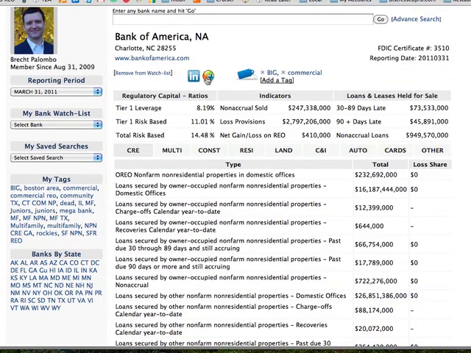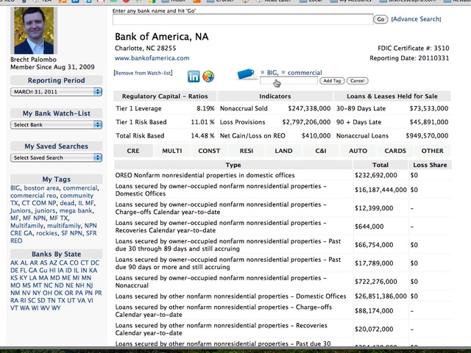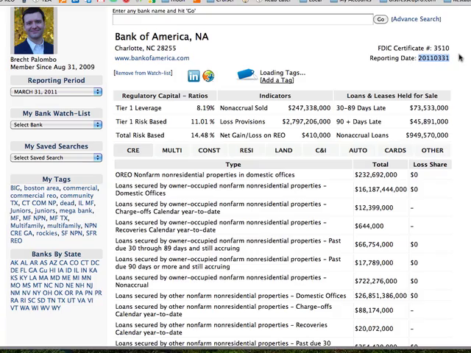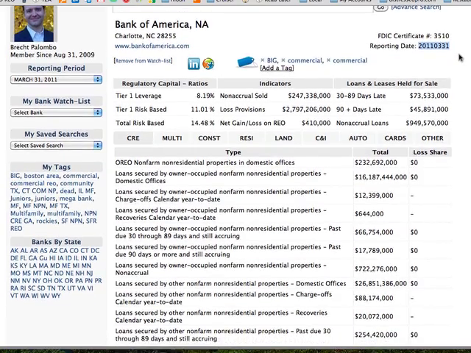These are two buttons that I'll get into in a later video. And this here is a tag where I can, it's sort of a free-form categorization, if you will. Okay. Over here is the official FDIC certificate number, and here's the reporting date we're looking at, which in this case is March, although there is more current data available.